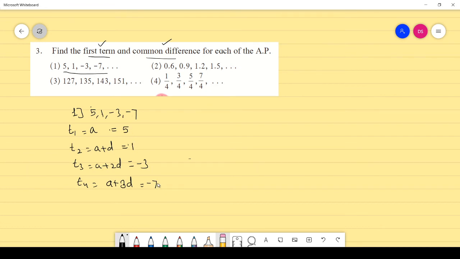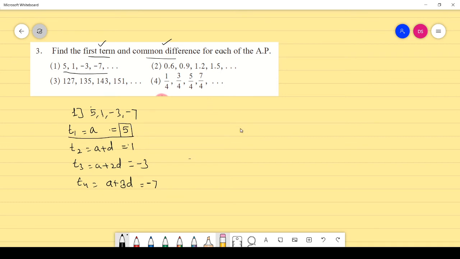You may say, sir, minus 7 is bigger, larger than the 3. So why is it so? Because the more negative the number, the smaller the number. Just keep that fact in your mind, right? Now we got the first term. Okay, our problem is solved. How to find out the common difference?